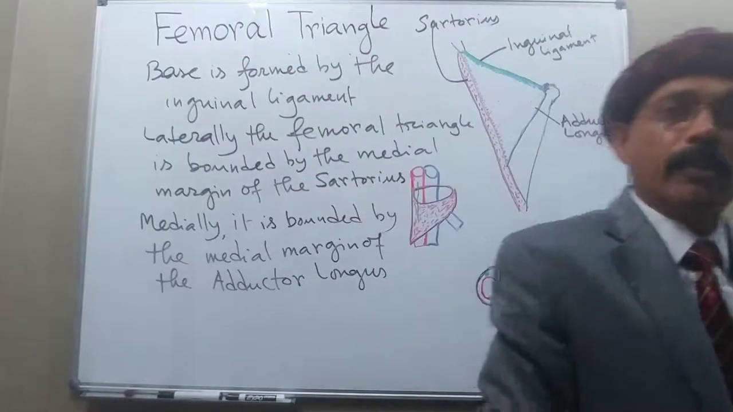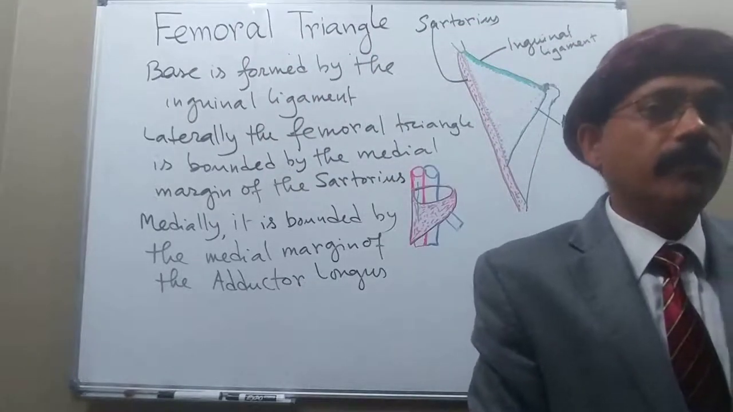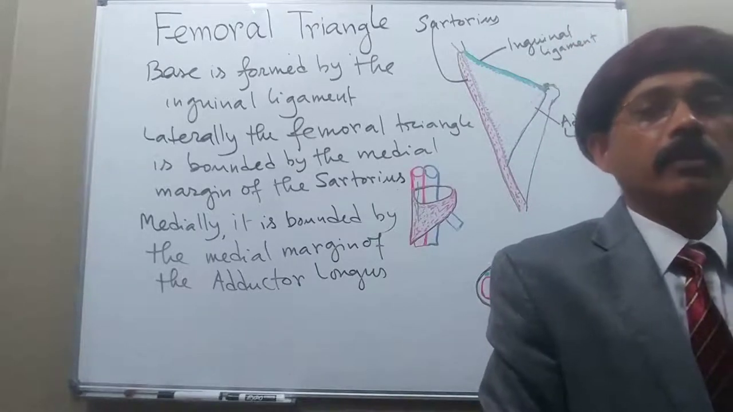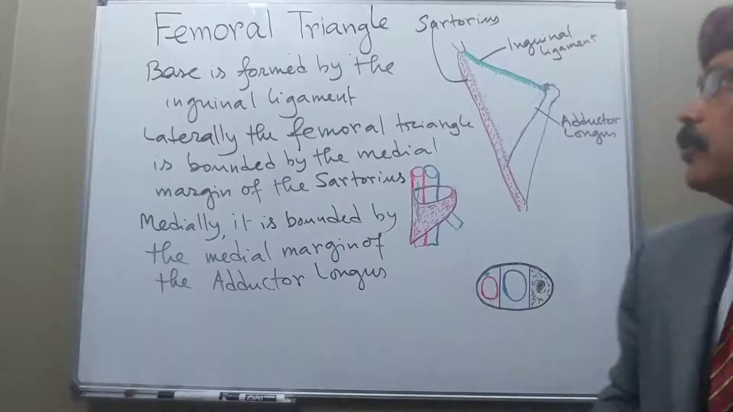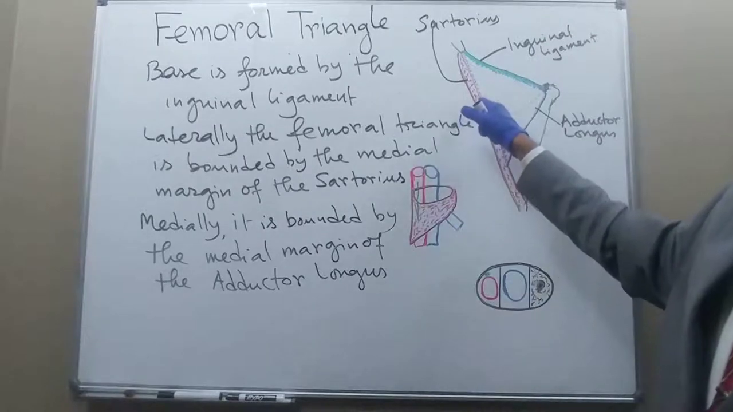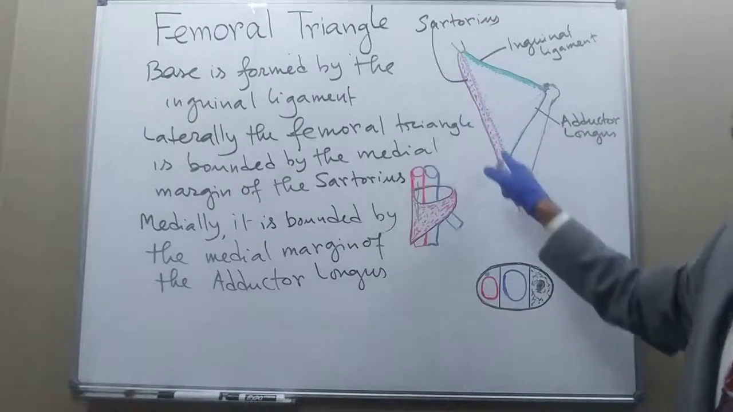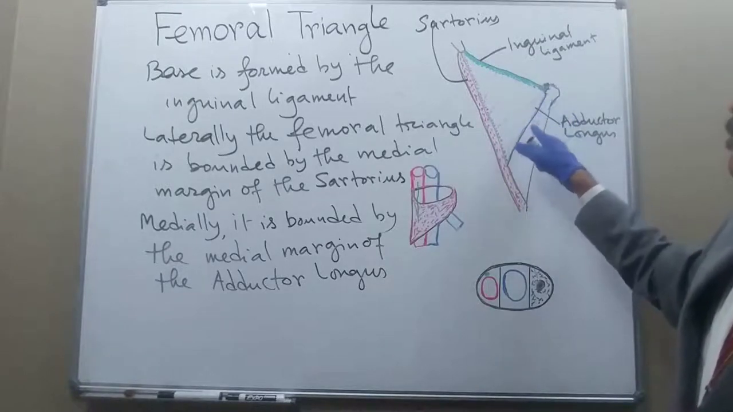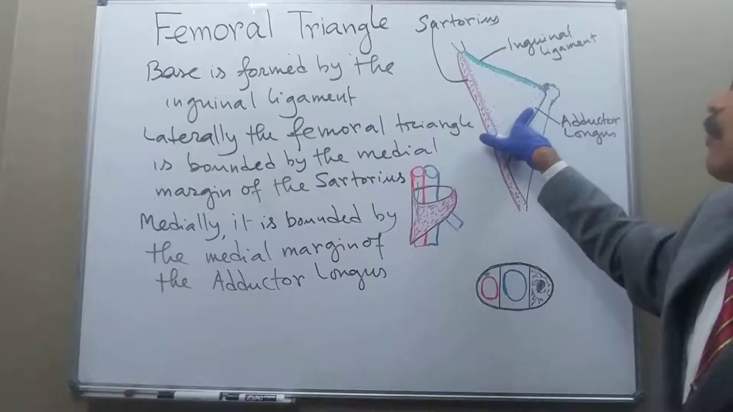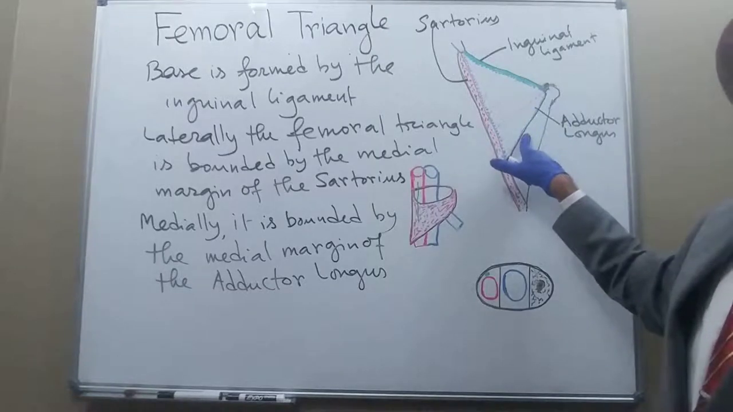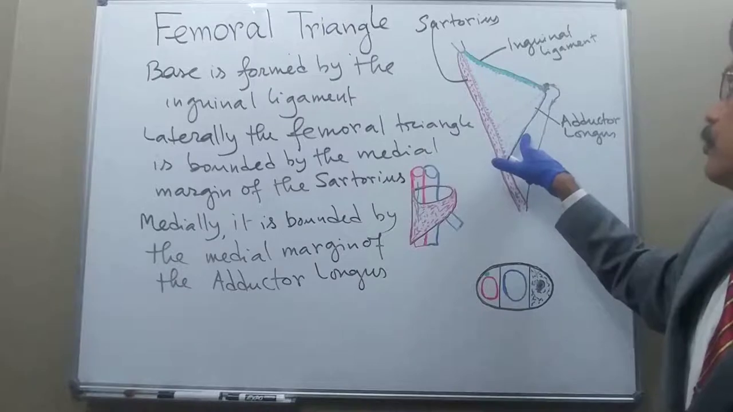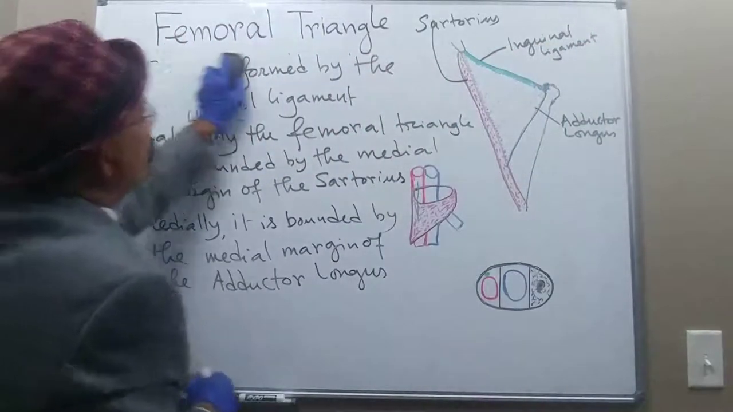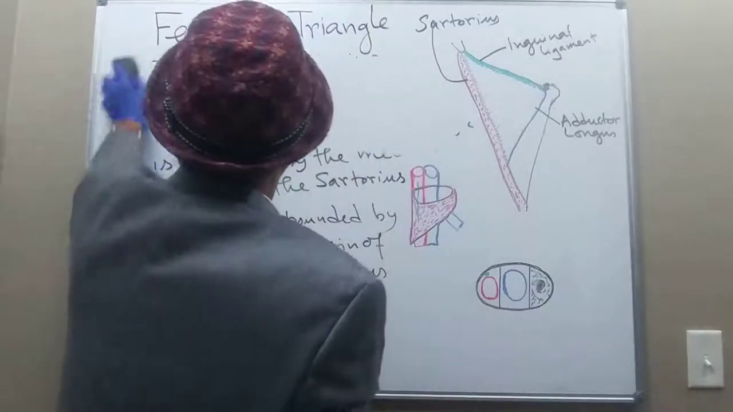So this is a triangular depression. It has three sides. We got the boundary. The base is formed by the inguinal ligament. Laterally, it is bounded by the medial border of the sartorius muscle. Medially, it is bounded by the medial border of the adductor longus. We got the boundary.